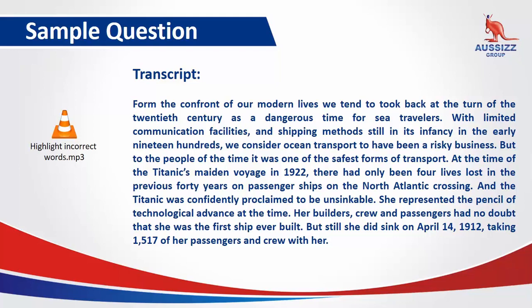At the time of the Titanic's maiden voyage in 1912, there had been only 4 lives lost in the previous 40 years on passenger ships on the North Atlantic crossing, and the Titanic was confidently proclaimed to be unsinkable. She represented the pinnacle of technological advance at the time. Her builders, crew, and passengers had no doubt that she was the finest ship ever built. But she still did sink on April 14, 1912, taking 1,517 of her passengers and crew with her.